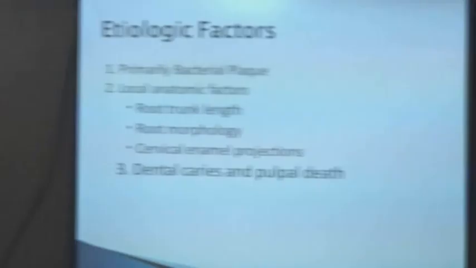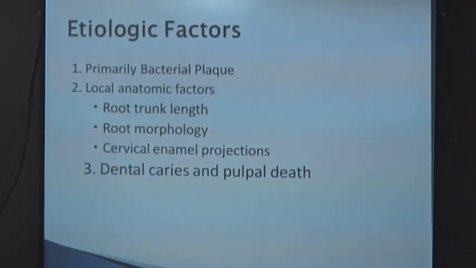Primarily bacterial plaque accumulation, and local anatomic factors like root trunk length and morphology, cemento-enamel projections. What is a cemento-enamel projection? It is the enamel projection from the CE junction. Sometimes it will come a little onto the root trunk, sometimes it will extend the full root trunk, sometimes it will enter the furcation area. Okay? And dental caries and pulpal involvement of teeth. So all these things are etiological factors where the furcation is involved.